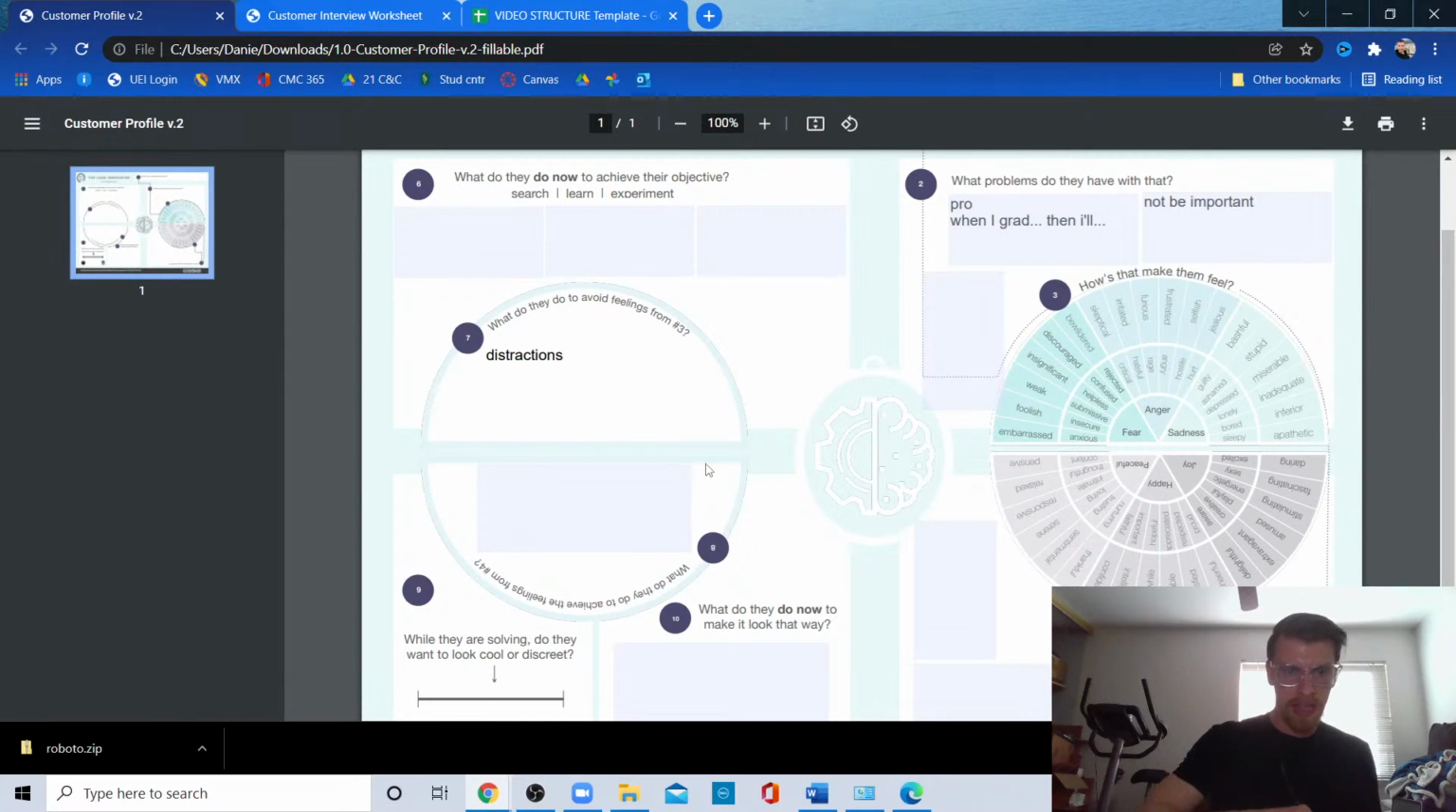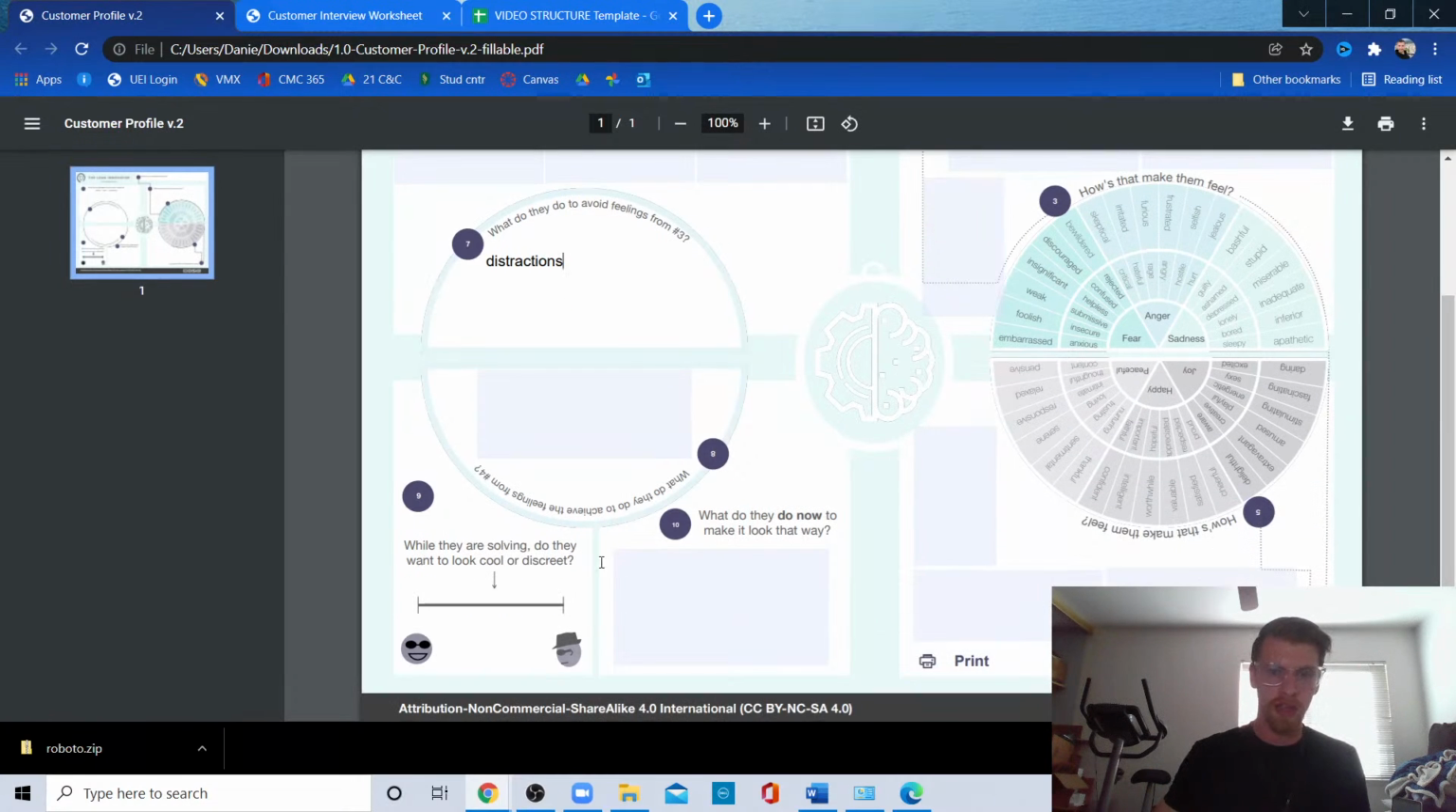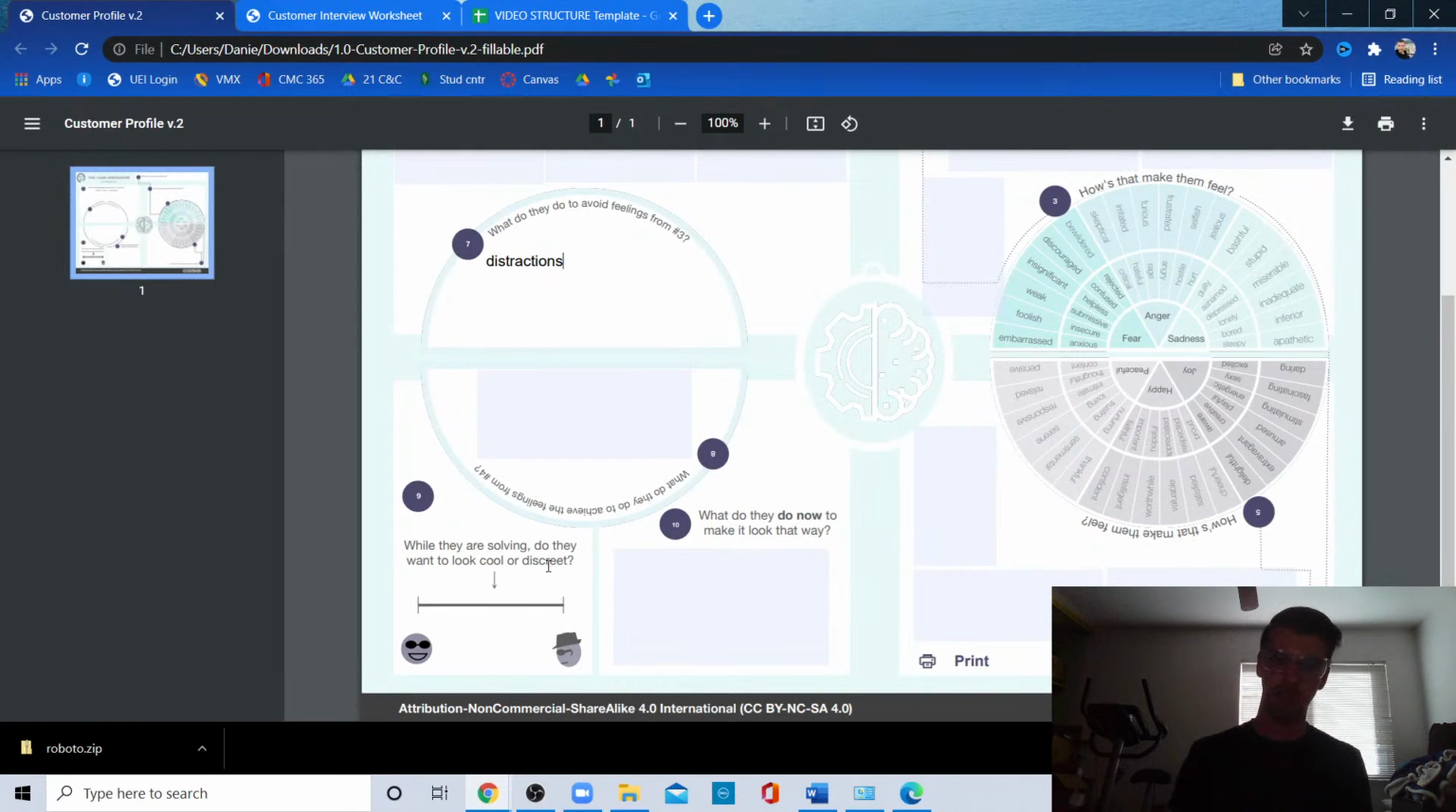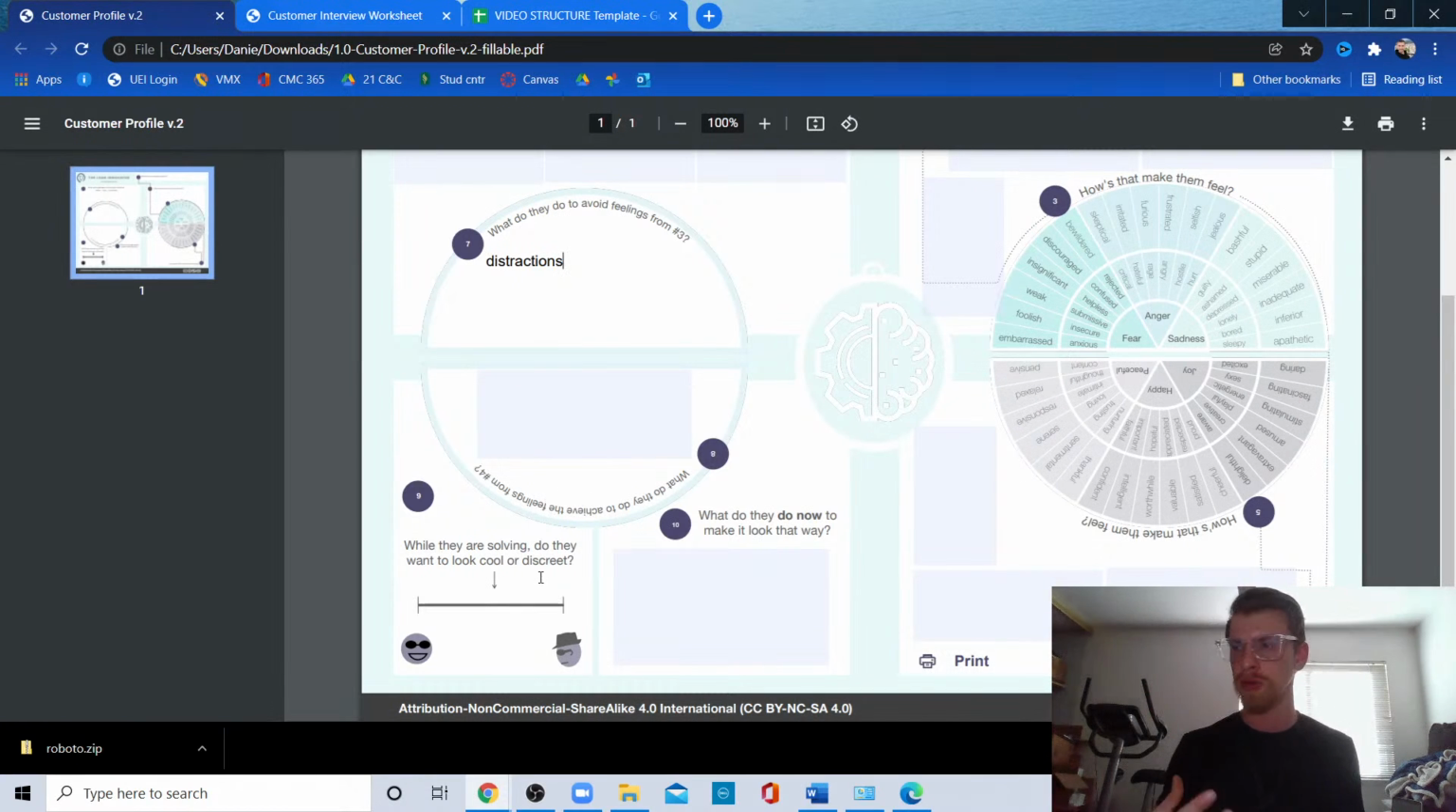And then at the bottom here is, while they're looking to solve this, do they want to look cool or discreet? And this is something that I actually had a question for you guys. So if you're watching this and you're at this point, let me know. I'm leaning more towards discreet. At least when I'm learning something or growing personally, usually my first instinct isn't to want tons of people to know. So that's where I'm leaning on that one. But I would be curious as to if you agree or disagree. This is still a work in process for me, so I'd really value your feedback.